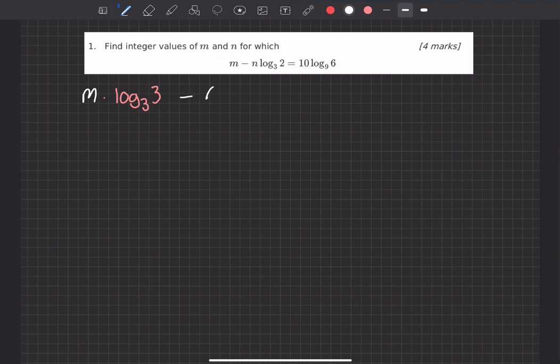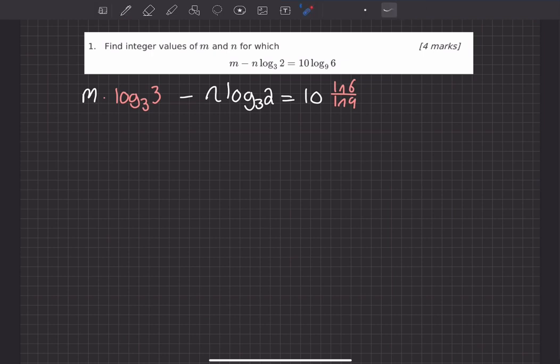And next we subtract log base 3 of 2. We don't really change anything here. What we do change is this last log, because we want to change the base. So we start applying our change of base formula, right? ln of 6 over ln of 9. So this is our first step.